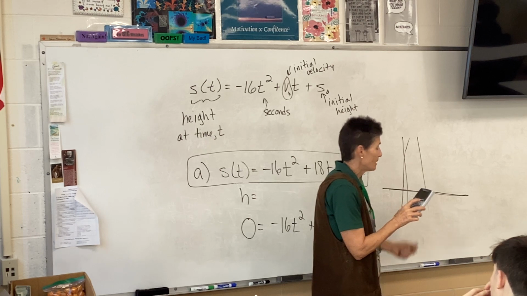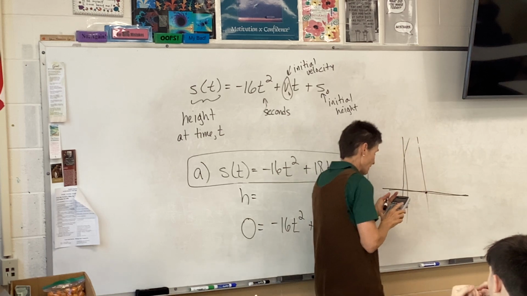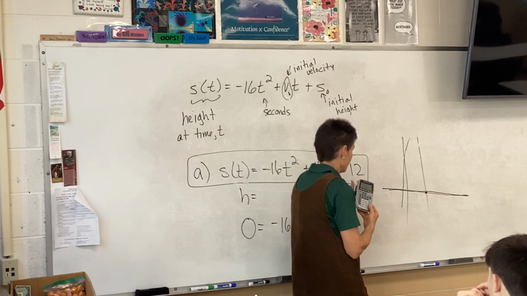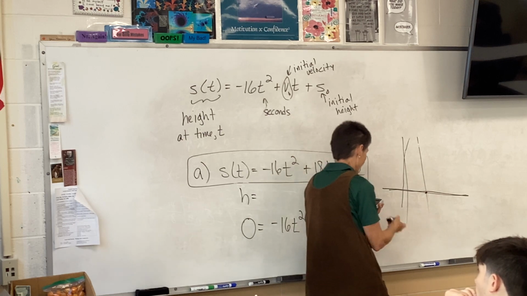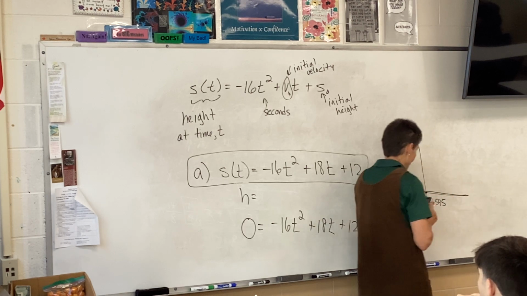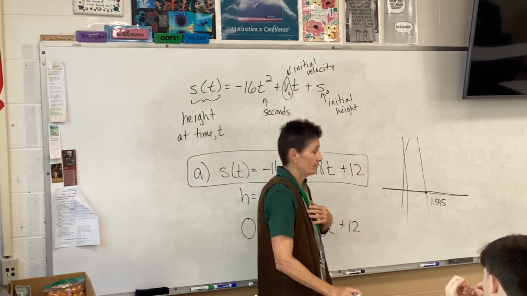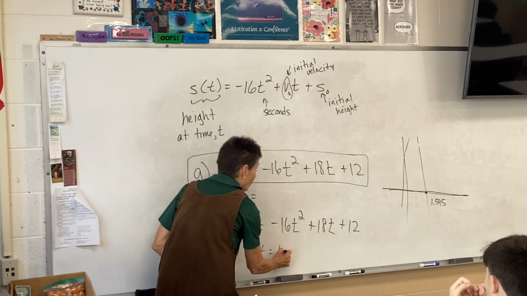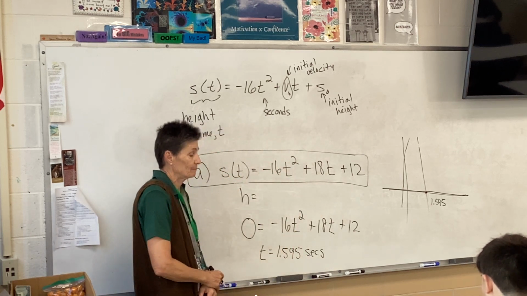Whoops, there it came. Finally I saw it. It was up there for a while and it came down. Finally I saw it right here. And press enter. And then I find my right bound, and then I do my guess. And see if you came up with 1.595 as your X value. Anybody else get that? Good. So when does the ball hit the ground? 1.595 seconds. That's when the ball hit the ground.